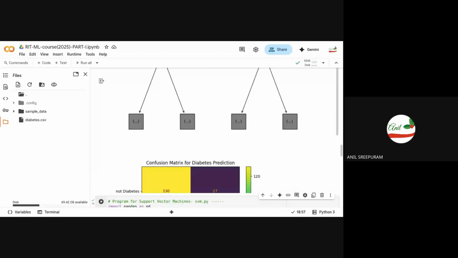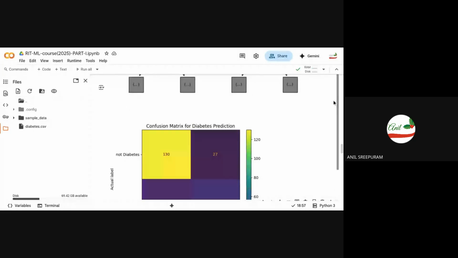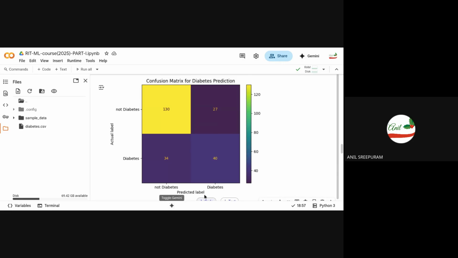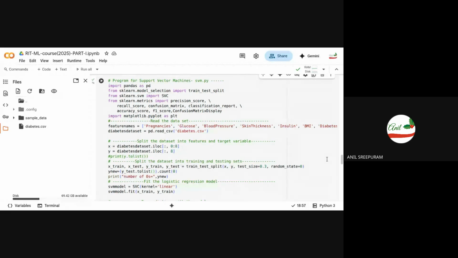And now we will come across our SVM implementation. This is the third code segment, showing the SVM implementation.